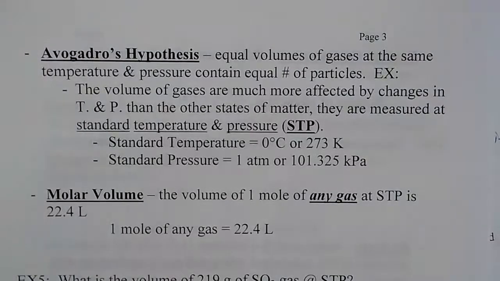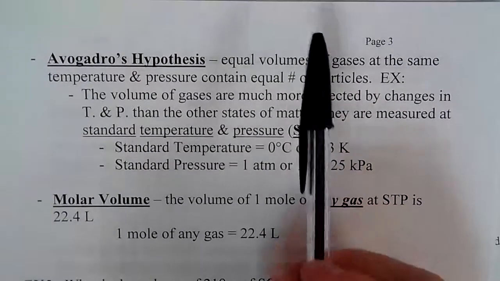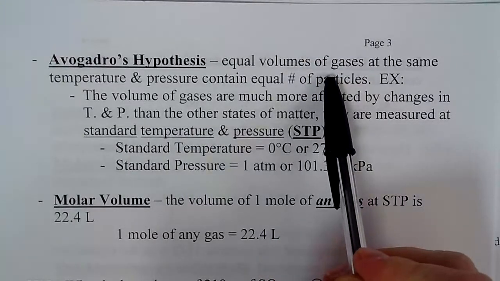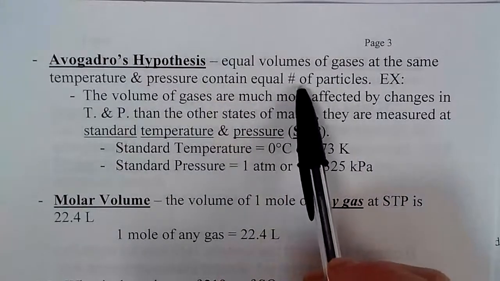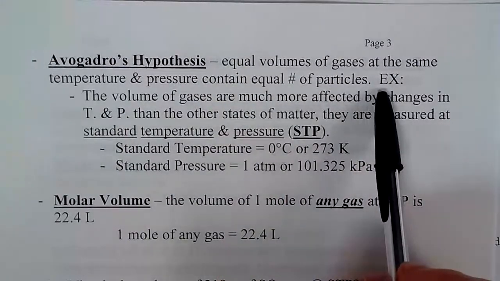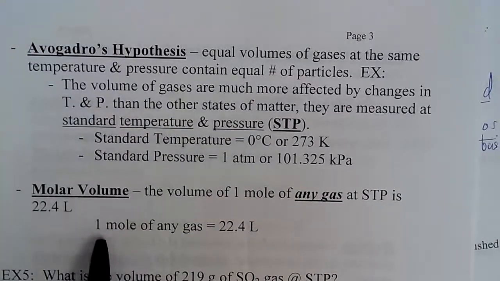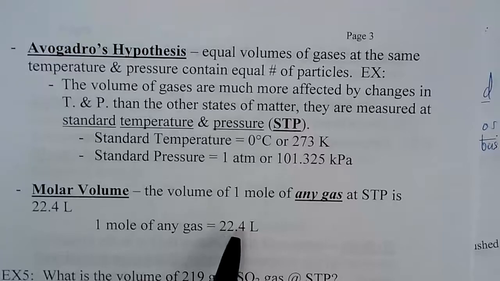All right, so we're going to look at molar volume and Avogadro's hypothesis today. Avogadro's hypothesis is that if you have two different gases at the same temperature and pressure, they're going to contain equal numbers of particles. And skipping ahead to the molar volume thing a little bit, that's what's related here.